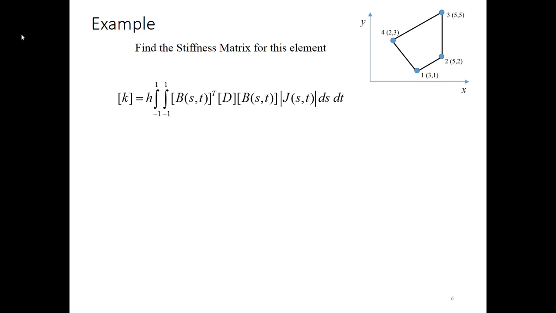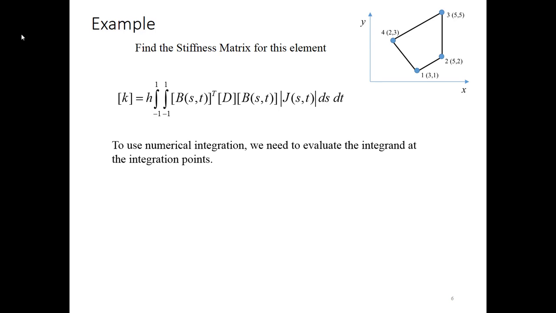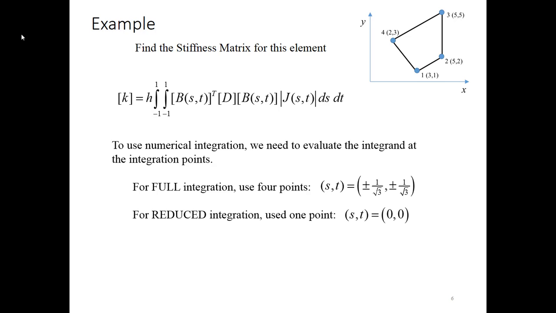So let's put this into practice. This is an element that we've looked at before. We found the B matrix for it. What I want to do now is use that B matrix to find the stiffness matrix for it. To use numerical integration, that means we've got to evaluate the integrand at the integration points for this element. For full integration, that's going to be 4 different points, plus and minus 1 over the square root of 3 for both S and T. For reduced integration, we're going to evaluate that integrand at a single location, S and T each equal to 0. For right now, let's take a look at the reduced integration approach.